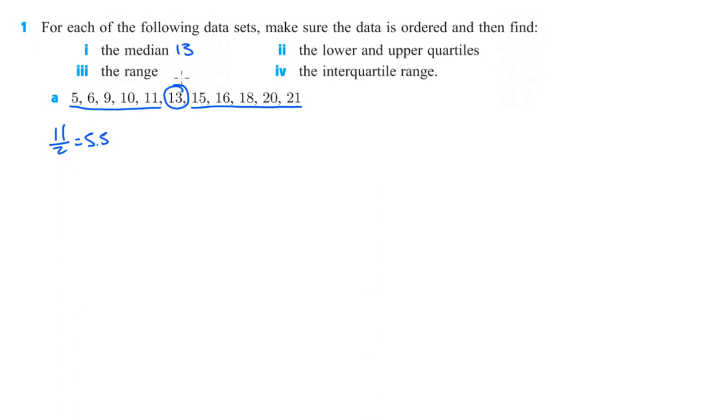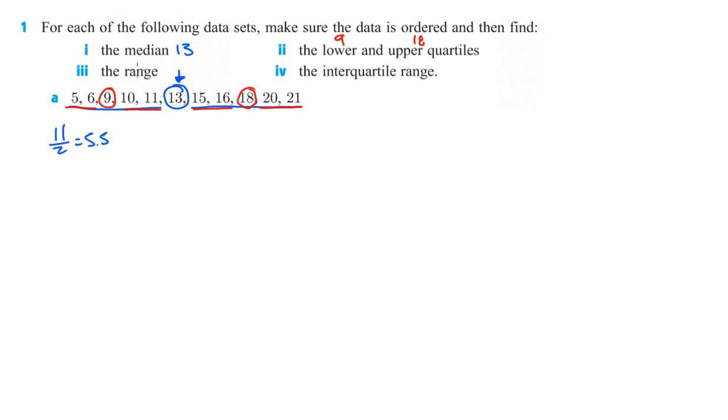So since that was the actual number, we take that number out to help us find lower and upper quartiles. So now we find the middle of these 5 numbers. These 2 numbers are above, these 2 numbers are below. So 9 is going to be our lower quartile. And then these 2 numbers are below, these 2 numbers are above. So 18 is going to be our upper quartile.